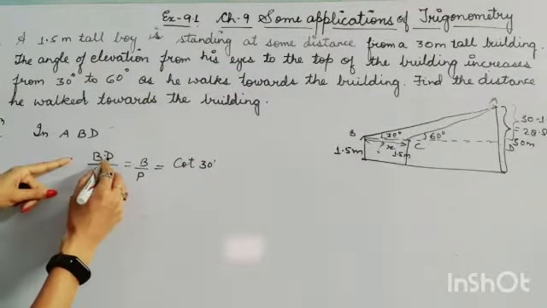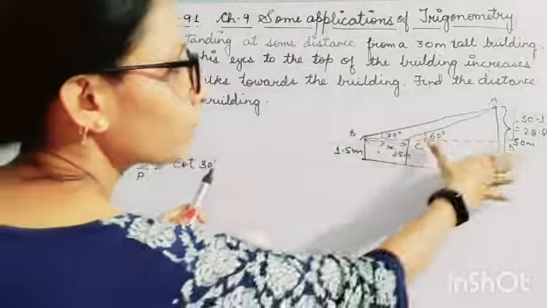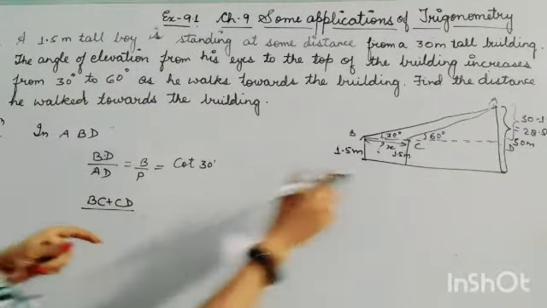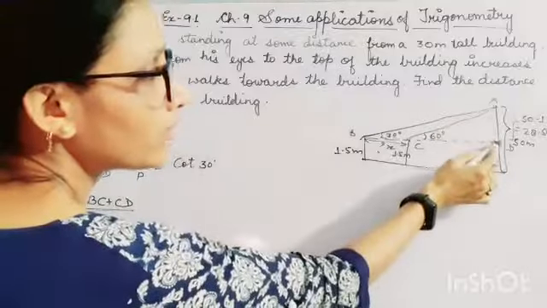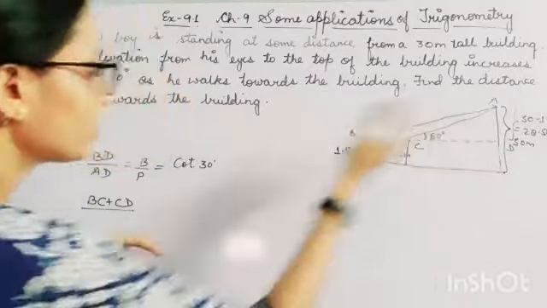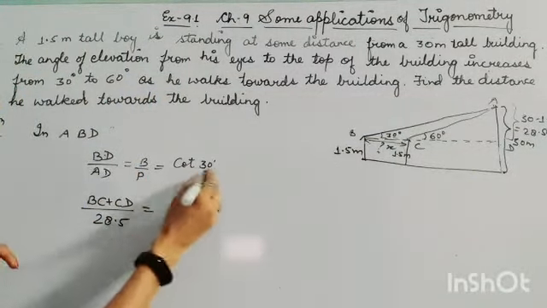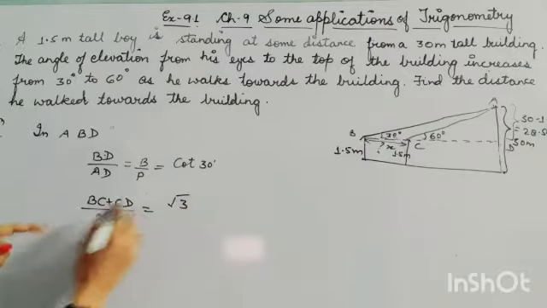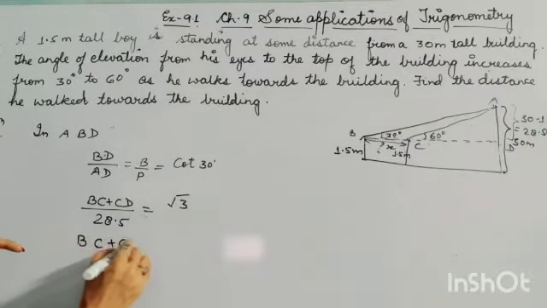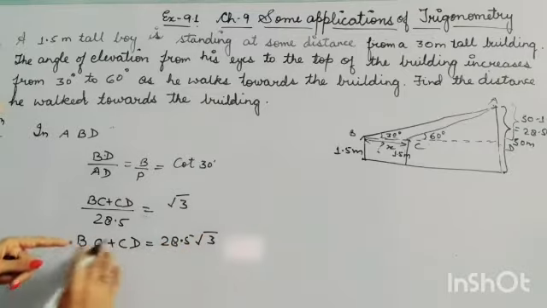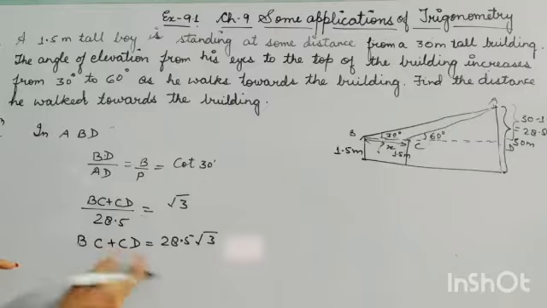So your BD is what? Your BD is BC plus CD. So I can write this as BC plus CD. And what about your AD? Your AD is 30 minus this height, which is 1.5, so your AD is 28.5. And what is the value of cot 30? It is root 3. So here I am getting BC plus CD equal to 28.5 into root 3. I cannot calculate the value of BC or CD because both are unknown, so I am just leaving it here and calling it equation 1.